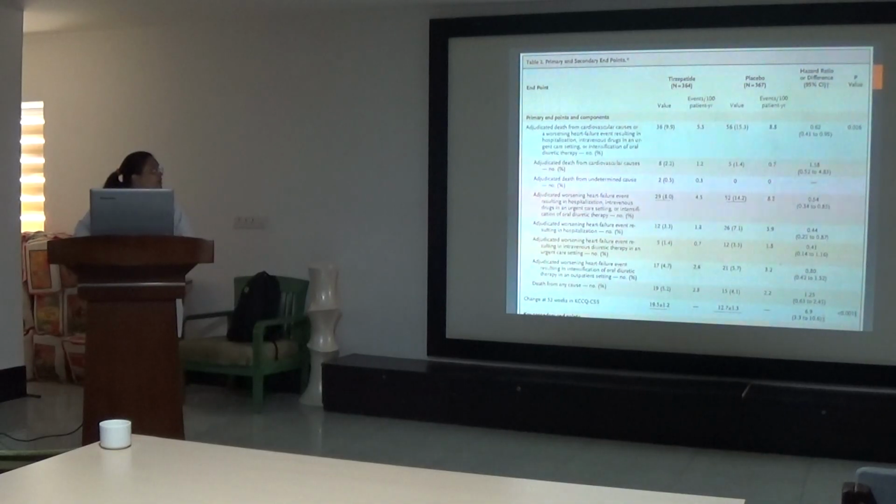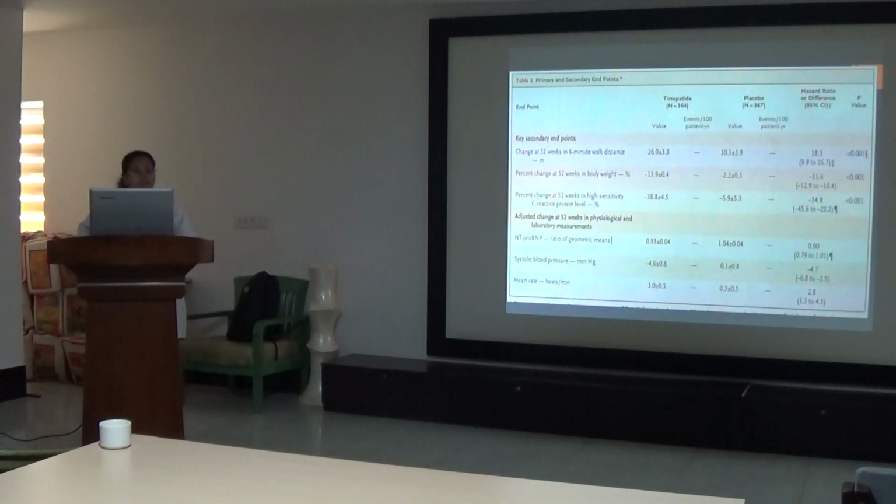This is the table. In that basically the major chunk of decrease in the first primary endpoint was reduced worsening heart failure events. So approximately 8% of the patients had reduced incidence of intravenous requirement of hospitalization or intensification of the oral therapy.